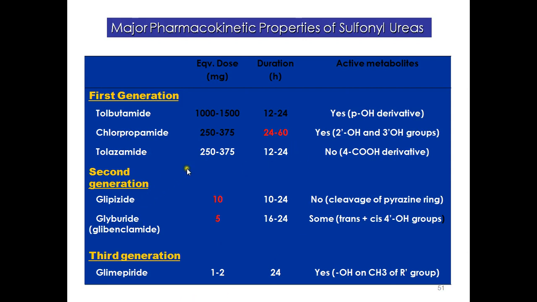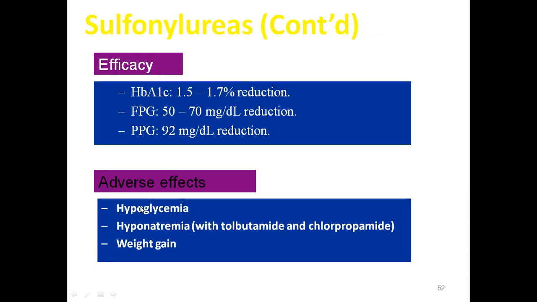The duration of action is highest for chlorpropamide, 24 to 60 hours. They have active metabolites. Glimepiride is the one which is usually prescribed nowadays. It's a 24-hour duration. We can give 1 to 2 milligrams. Glyburide or glibenclamide is the one which is advised in pregnancy as well. They reduce HbA1c by 1.5 to 1.7%. Fasting plasma glucose reduction is by 50 to 70, and postprandial is by 92 milligram per dl.